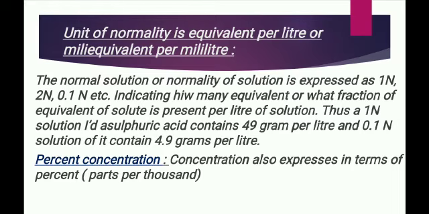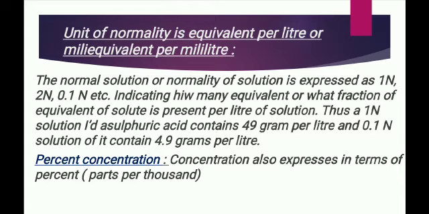The normality of the solution is expressed as 1 capital N, 2 capital N, 0.1 capital N, etc. It indicates how many equivalents, or what fraction of an equivalent, of solute is present per liter of the solution. Thus, one normal solution of sulfuric acid contains 49 gram per liter, and 0.1 normal solution of it contains 4.9 gram per liter.